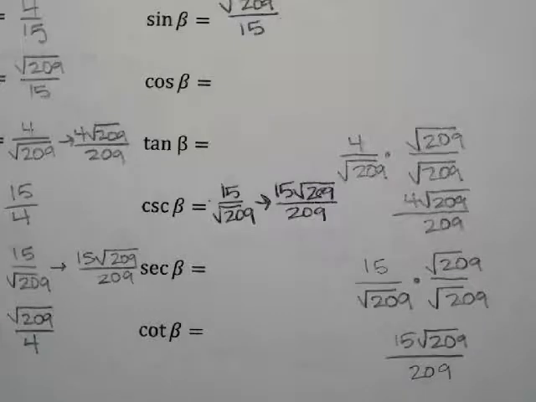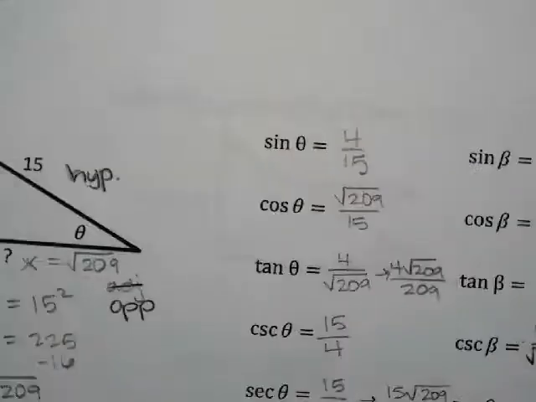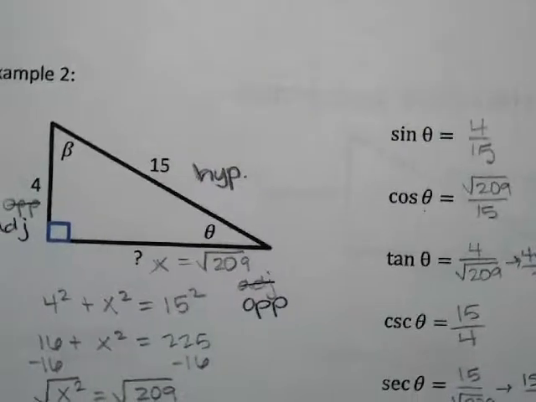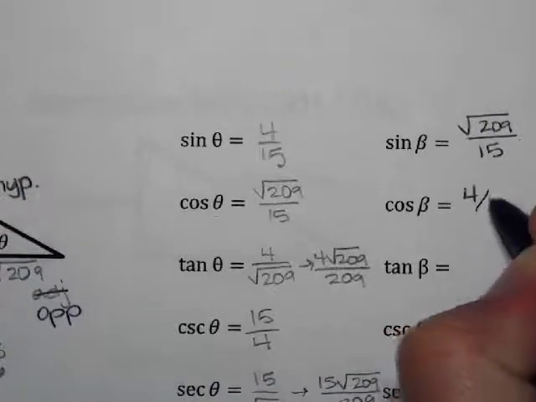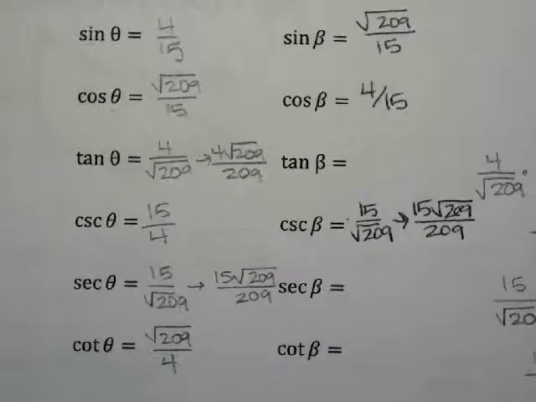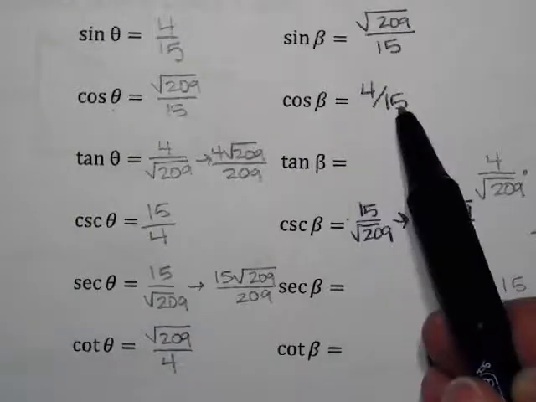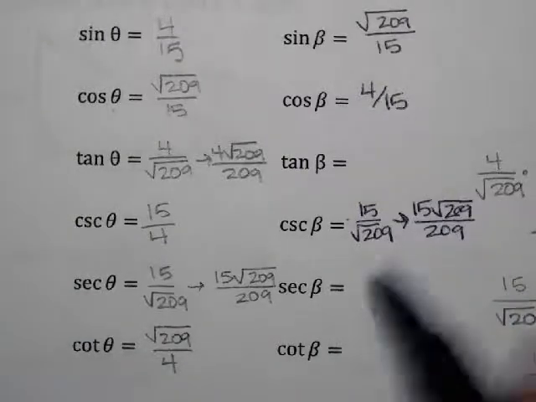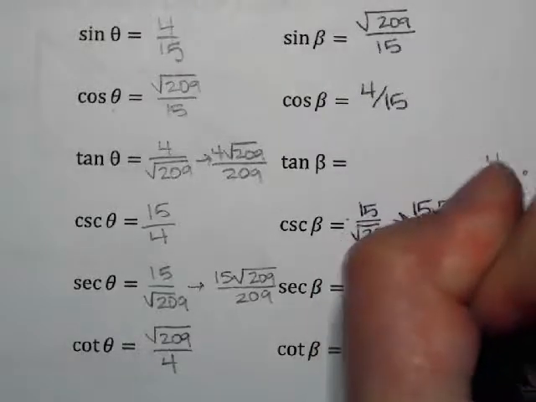All right, cos beta. What is cos beta? 4 over 15. Okay, cos beta is adjacent over hypotenuse, so that's 4 over 15. All right, and then what corresponds to cos? Secant. Okay, so if cos is 4 over 15, then secant is 15 over 4.